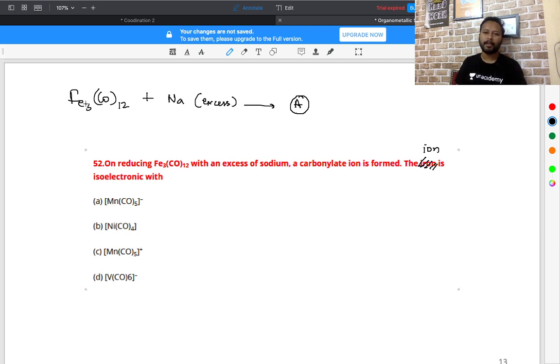Before doing any kind of question, whenever you have some reaction or anything, you first of all need to know how many metal-metal bonds will be there. So find out the metal-metal bonds in this complex. Use the total valence electrons method.